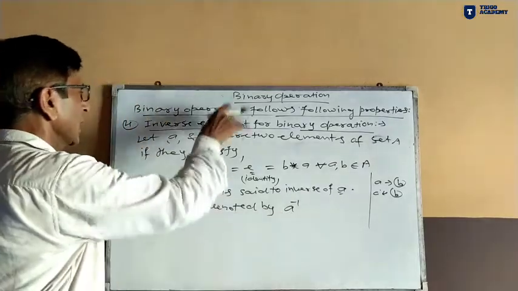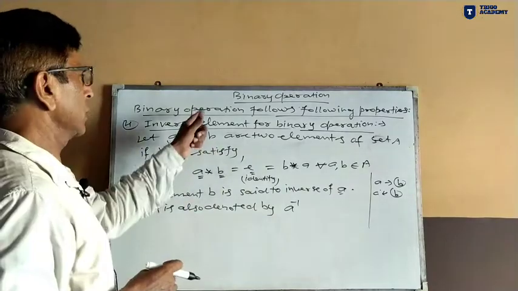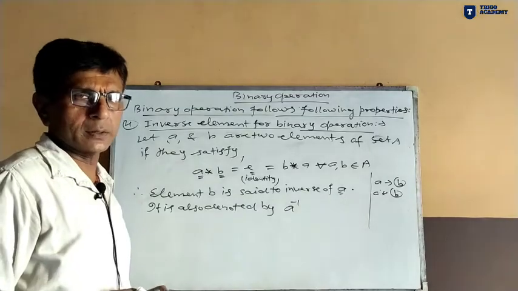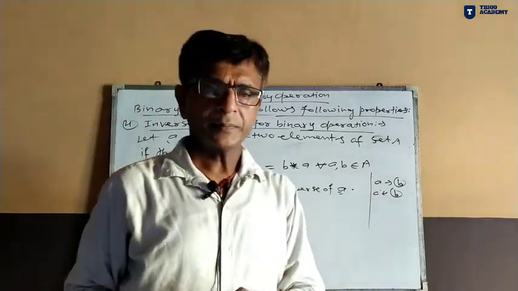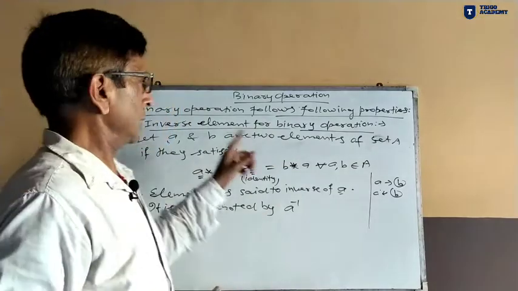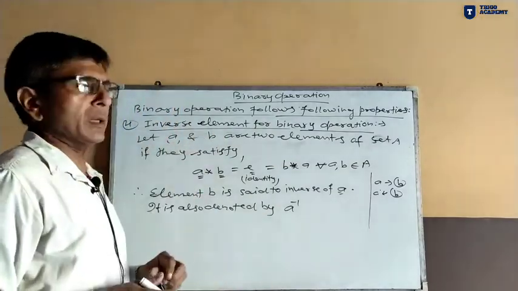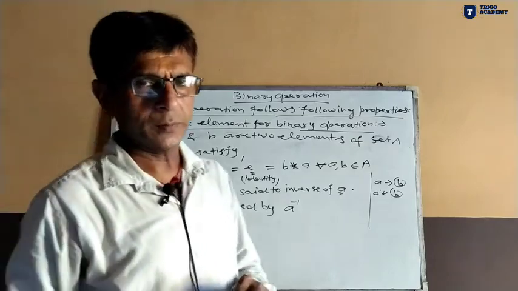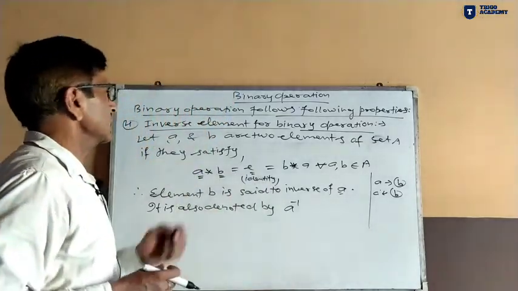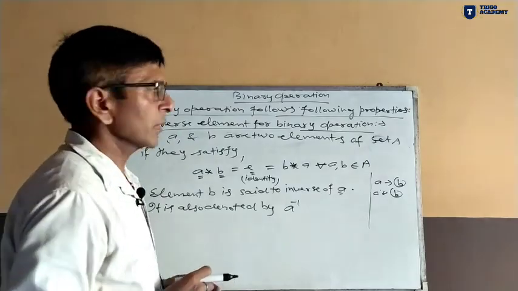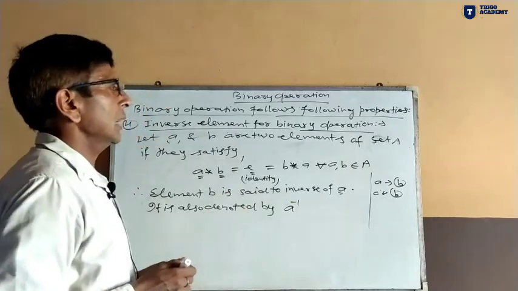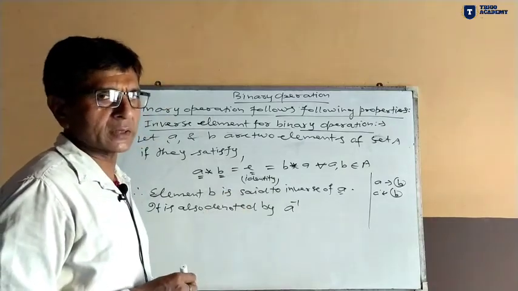this way, this is a binary operation which follows the following properties: commutative property, associative property, existence of the identity element, and the inverse element for this binary operation. So these properties exist for a binary operation. Okay, now I am taking an example here.